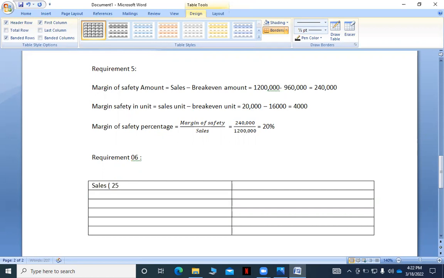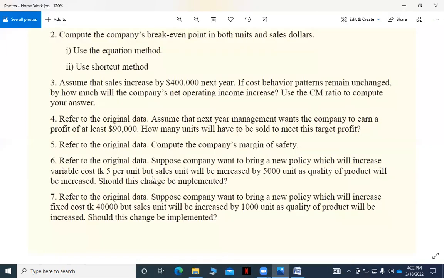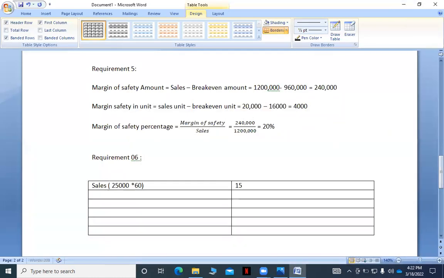Okay, so say sales value will be increased 5,000 unit. So the new sales value will be 25,000 multiplied by sales unit is 60. So 25,000 into 60 is how much? See, according to the question, variable cost will be increased by 5 taka and sales will be increased by 5,000. 15 lakh. Okay. 15 lakh is our sales value.